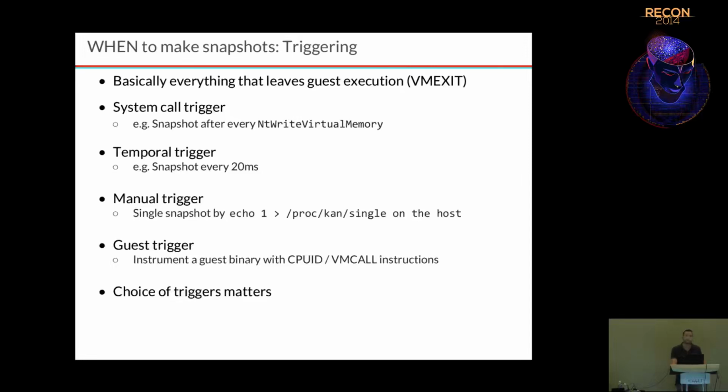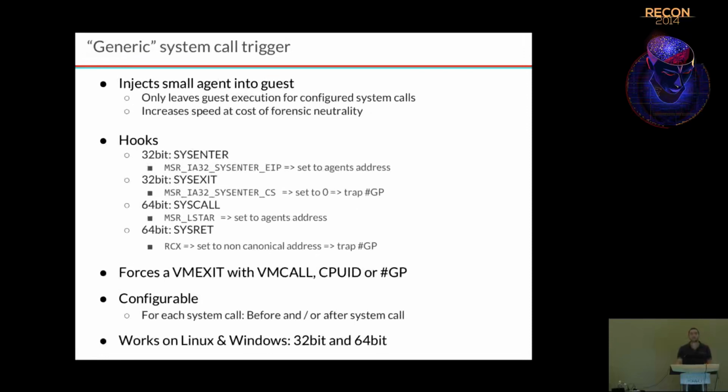Then the other triggers currently implemented are rather simple, although they are very useful for certain scenarios. Let me point out one more thing here. The choice of triggers really matters. Clearly, when you make a memory trace where you trigger every 2 seconds, you will have less information, or less transient information, than when doing a memory trace where you trigger every 2 milliseconds, for example. So the triggering matters. That's also why we implemented this system call trigger, so we can have snapshots exactly at the moment where we want.